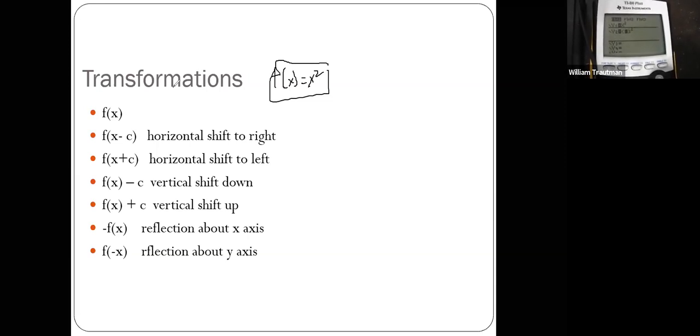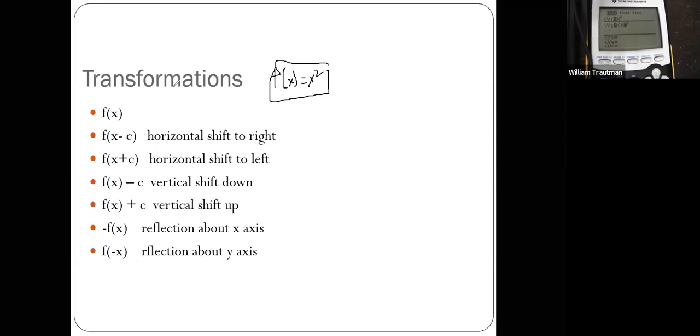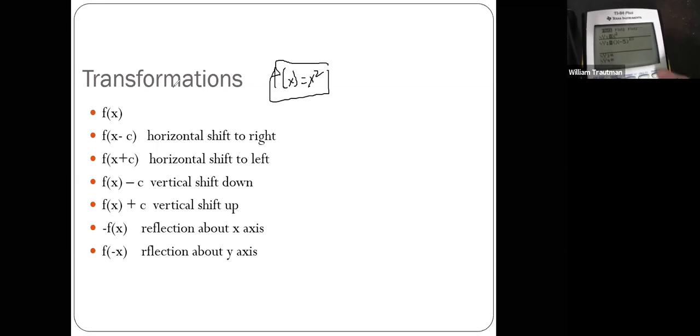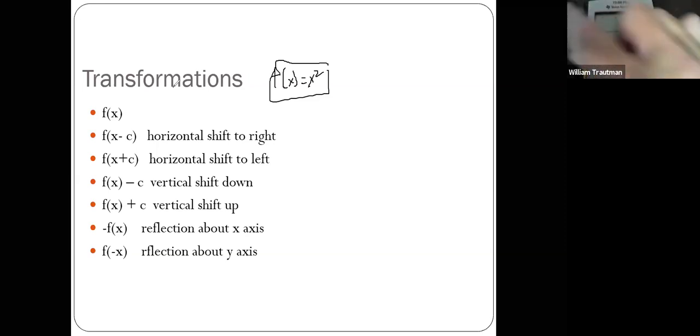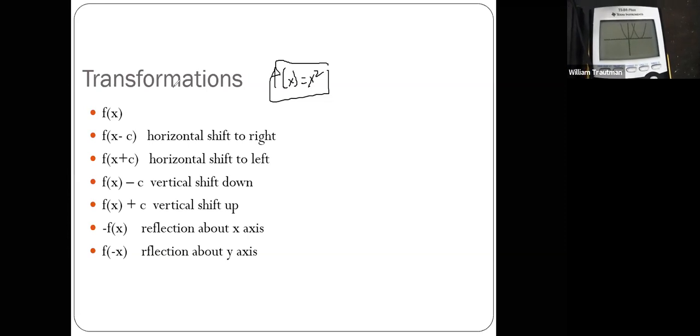If on the inside of the function I put a -5, watch what happens when I hit graph. There's the original x squared, and a -5 moves it kind of like in the opposite direction. It does a horizontal shift. If you look to the left, it says f minus. -5 moves it to the right. So a horizontal shift, a negative moves it to the right.